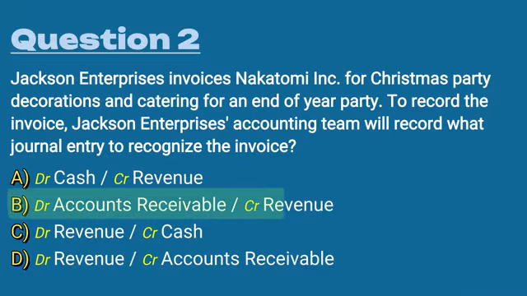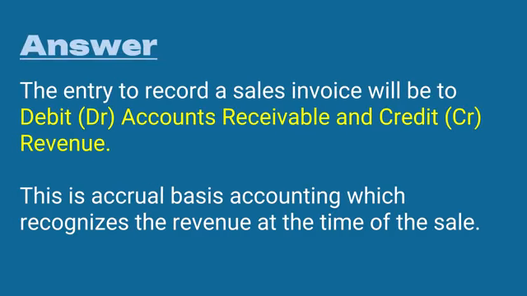The answer is B. You're going to debit accounts receivable and credit revenue. The entry to record a sales invoice will be to debit accounts receivable and credit revenue. This is accrual-based accounting. You're recognizing the revenue at the time of service, not necessarily when you receive the cash.